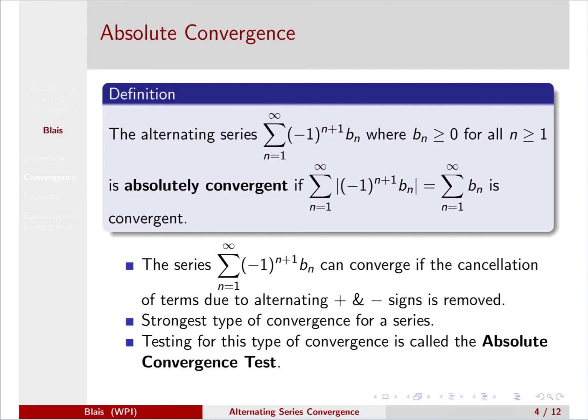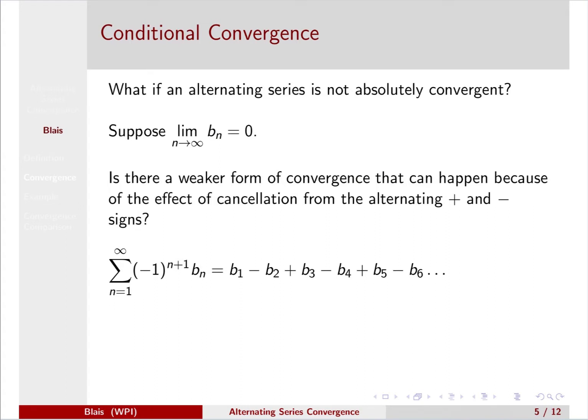So you can think of this as removing the cancellation effect that can happen with the plus minus and seeing if you just turn everything to positive terms, does the sum converge? And this is the strongest type of convergence for a series. We call it absolute convergence. The issue becomes, what if you have an alternating series that is not absolutely convergent? Is there still a chance for some kind of convergence? And there is, and we call it conditional convergence, which we will formally define on the next slide.